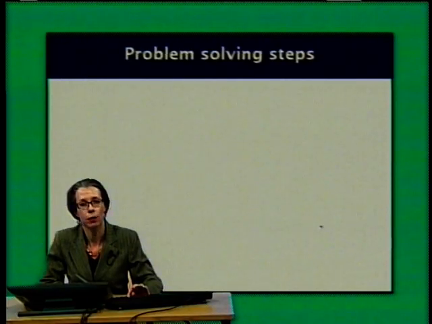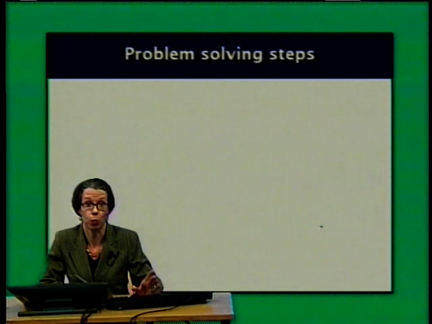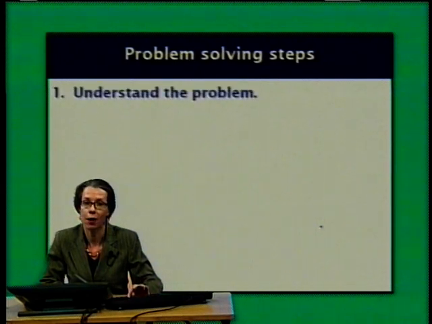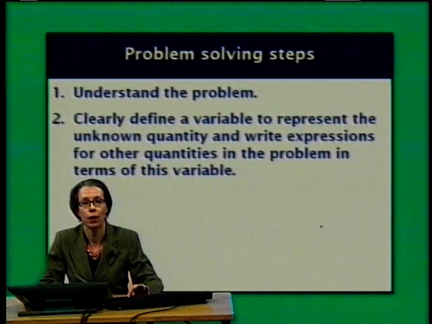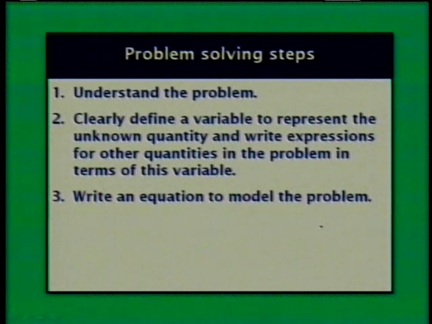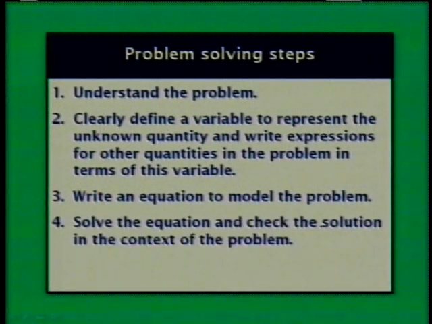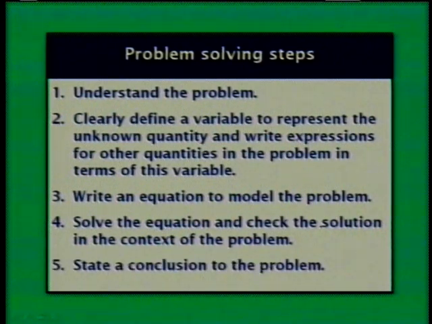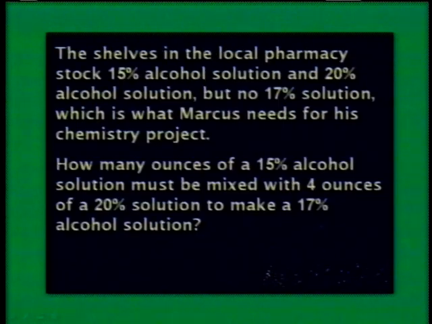So let's work some mixture problems. We're going to review the problem-solving steps we use when working these types of applications. We want to start by understanding the problem. This is always the most crucial step. We want to clearly define a variable to represent the unknown quantity and write expressions for the other quantities in the problem in terms of this variable. We want to write an equation to model the problem. We want to solve the equation and check the solution in the context of the problem. And finally, state a conclusion to the problem. So let's begin with this example.